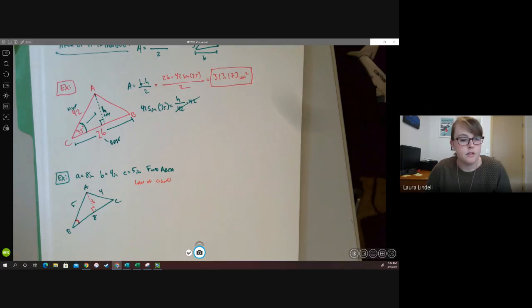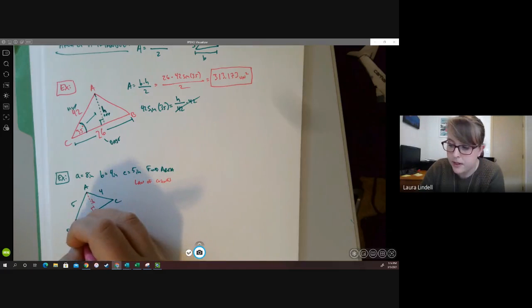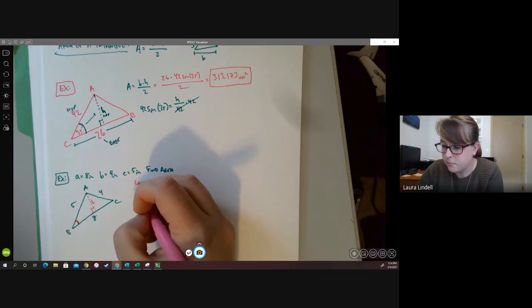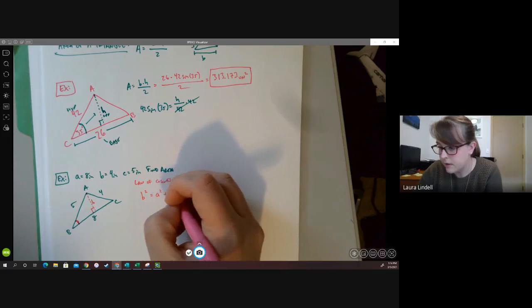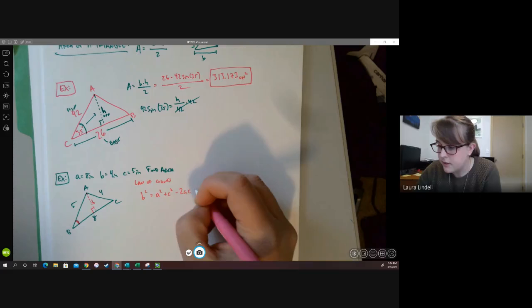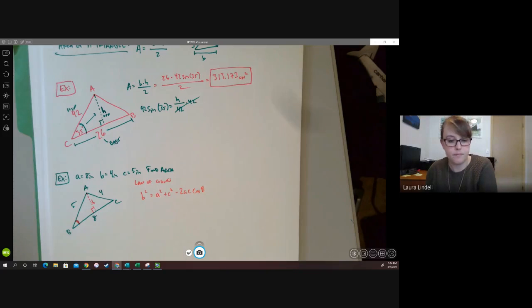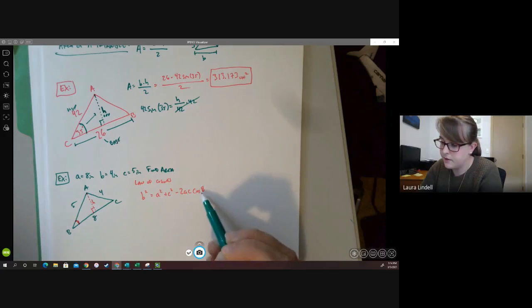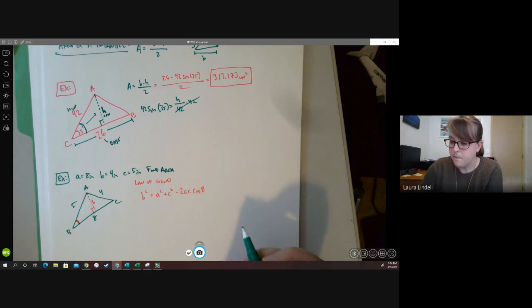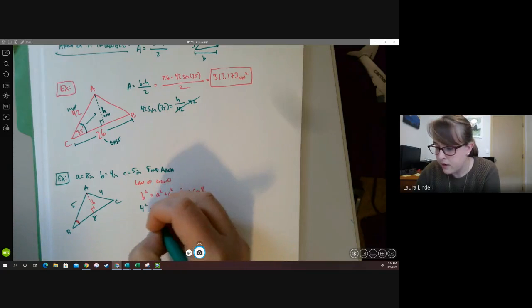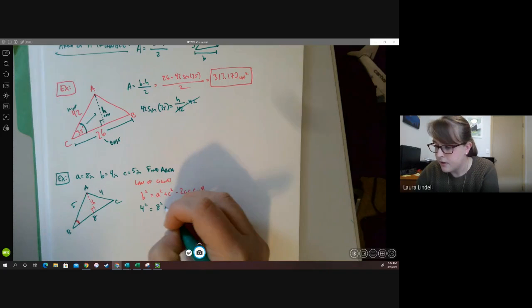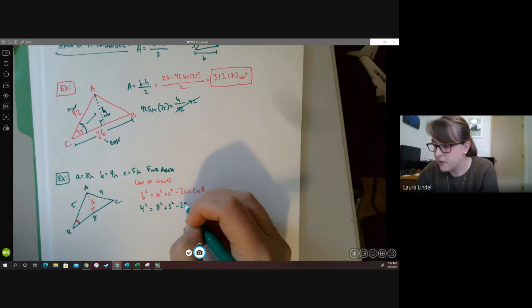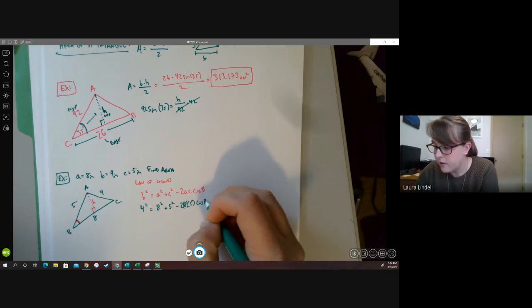Okay. So for law of cosines, if I would like to find angle B, then I need to use b squared equals a squared plus c squared minus 2ac cosine of b. Because the first and the last are always the ones that are the same. So if you're looking for a particular angle, that's the one you want to use. So we know that b is 4, so 4 squared equals a is 8, c is 5, minus 2 times 8 times 5 cosine of b.